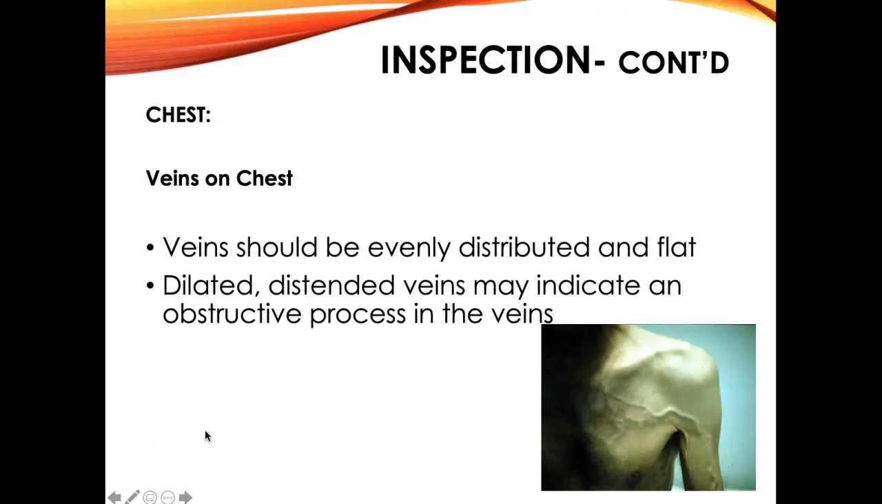All right, we're going to look at the venous pattern on the chest. It should just be nice and evenly distributed. If you see anything that's dilated, distended, or contorted, similar to what this gentleman has in this photo, which is pretty severe, there might be some type of obstructive process in the vascular system. So we're just going to inspect the chest there.